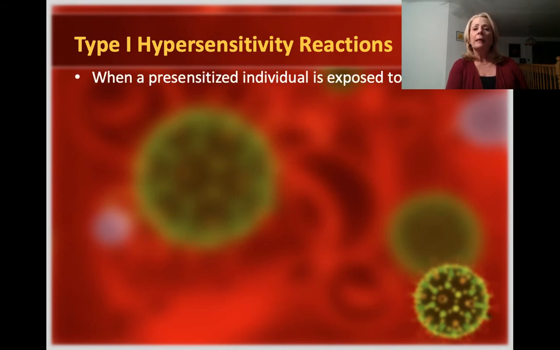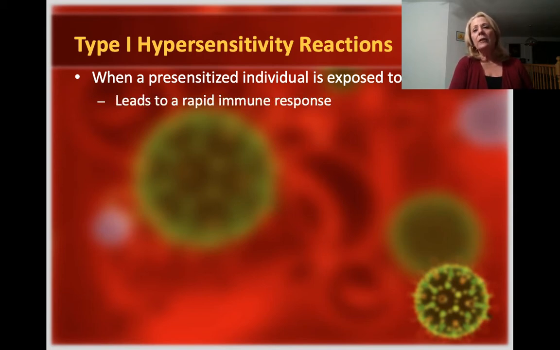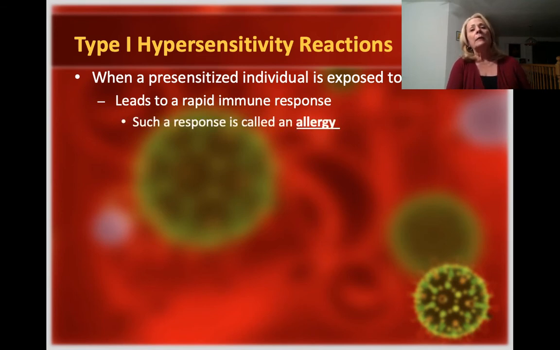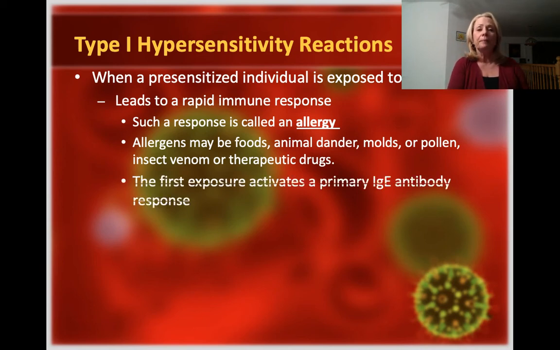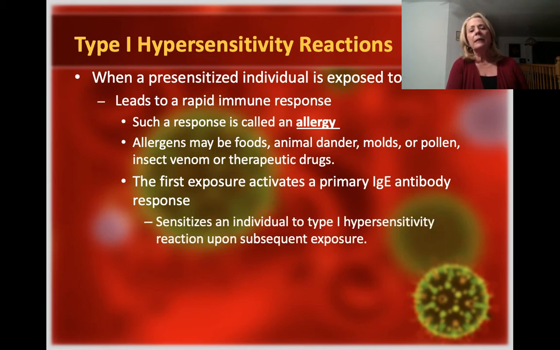All right, so type 1 hypersensitivity. What happens is a person is pre-sensitized when they're exposed to a certain allergen. And this leads to an immune response. And of course, we call this an allergy. And allergens can be anything from food that we eat, and it can be animal dander, molds. It could be something a little bit more toxic, like insect venom, or we could even be allergic to certain types of drugs, like people have allergies to penicillin. So the first exposure you have to this allergen activates the immune system to produce IgE antibodies. And this sensitizes the individual to this allergen. And so this is why we call this a type 1 hypersensitivity. And they're more sensitive if they're exposed a second time.